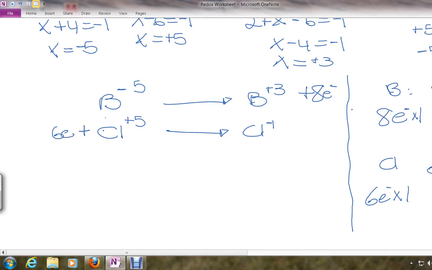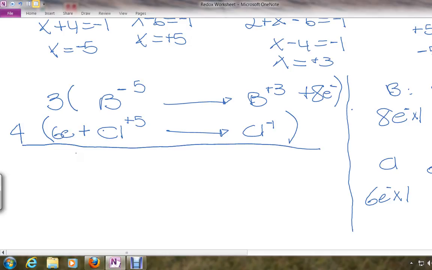If it's gaining electrons, as the chlorine is, we put our 6 electrons here. So now we have to balance the electrons. What do we need to do to balance the electrons here? Let me make sure. If we multiply 8 by 3 it is 24. If we multiply 4 by 6, let me make sure everything is right. Yes. You start looking for the minimum common multiplier. So here it would be 6 by 4. So we multiply the first by 3 and the second one by 4.